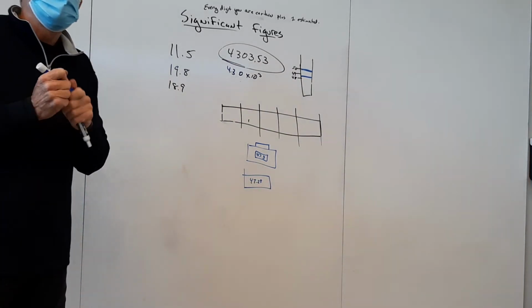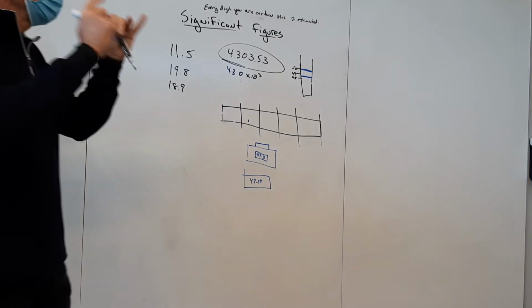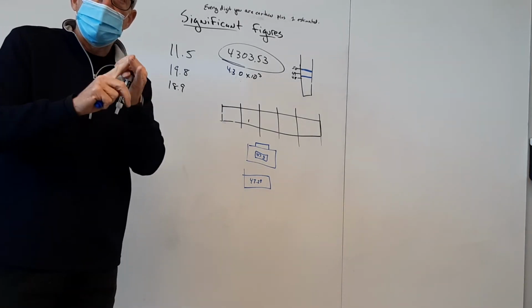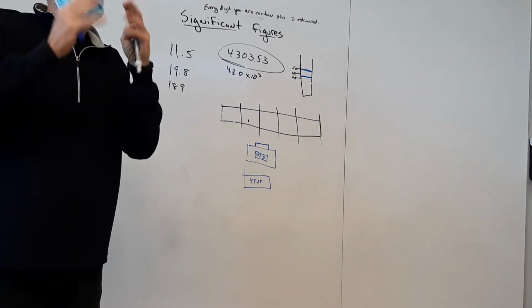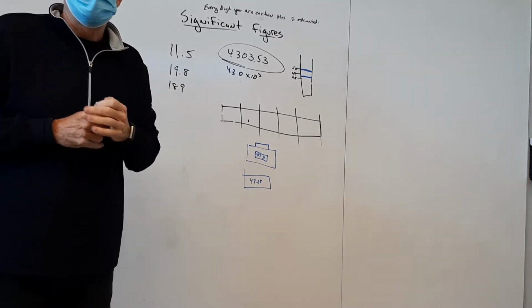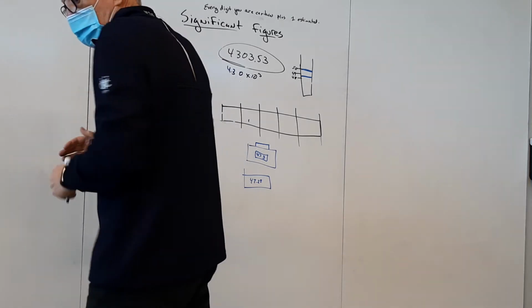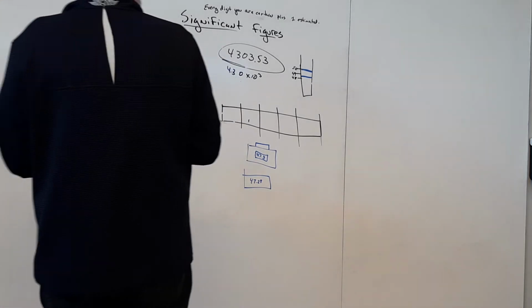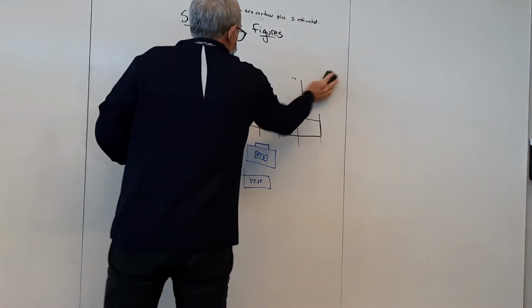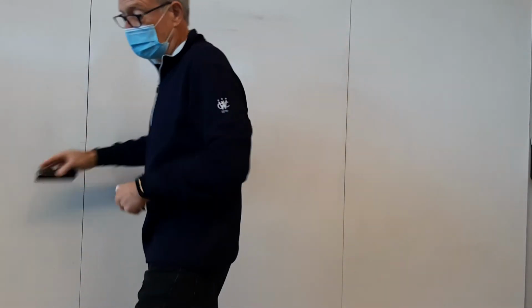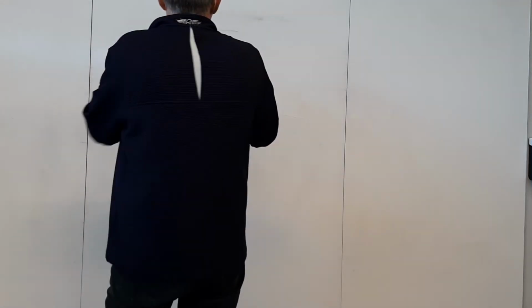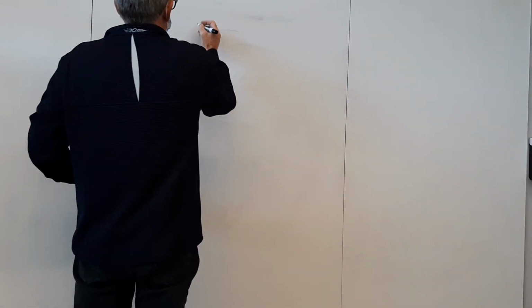Okay. So now we understand, first thing, what significant figures are, and why we have significant figures. The next thing is when we see a number, how do we know how many significant figures there are? Okay? So that's part 2. When we see a number, how many significant figures are there? Okay.